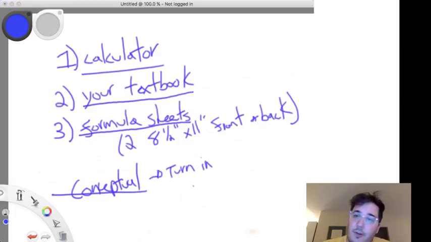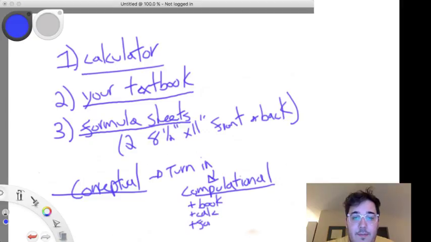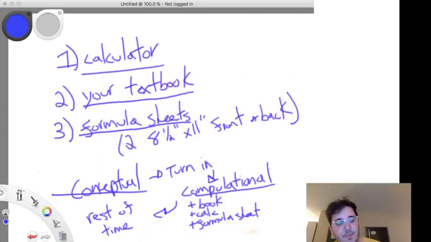When you turn it in, you'll be given the computational version of the test. So then you have the remaining amount of time to do the computational portion of the exam. At that point, you can then take out your book, take out your calculator, and take out your formula sheet. So then you'll have the remaining time to finish.